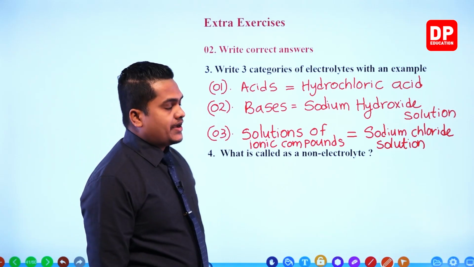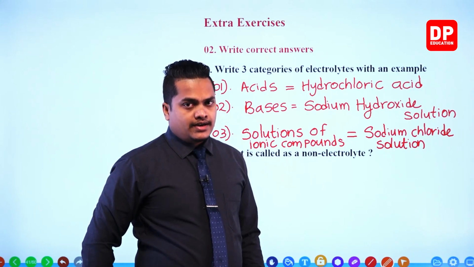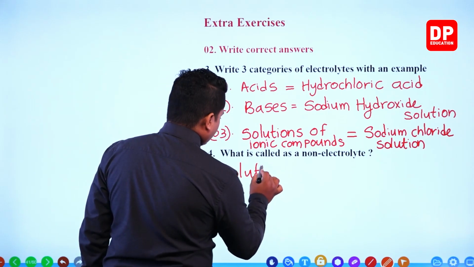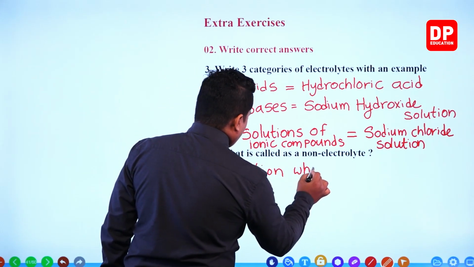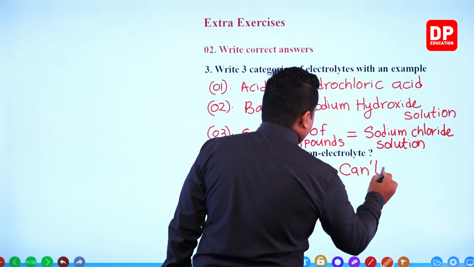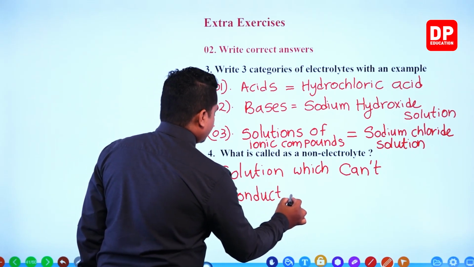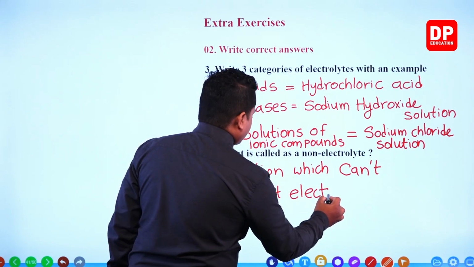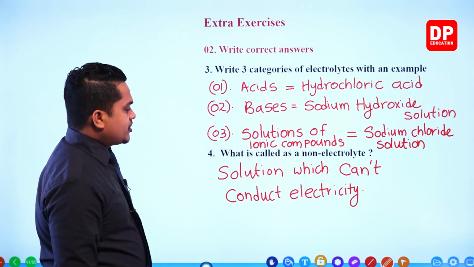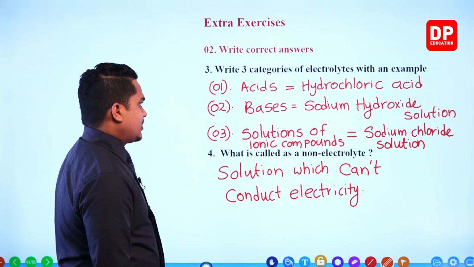Next one, what is called a non-electrolyte? What is called a non-electrolyte? A non-electrolyte is a substance or else a solution which cannot conduct electricity. Solution which can't conduct electricity. Right, so a solution which can't conduct electricity is called a non-electrolyte. Okay, this is a non-electrolyte.